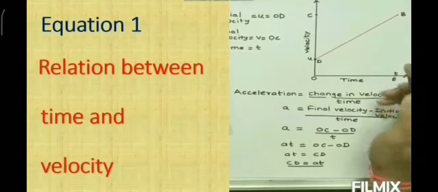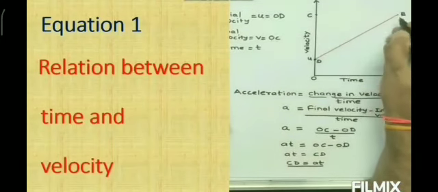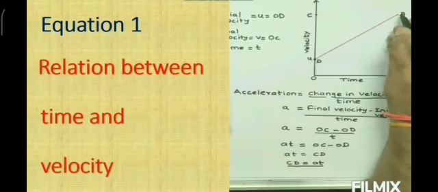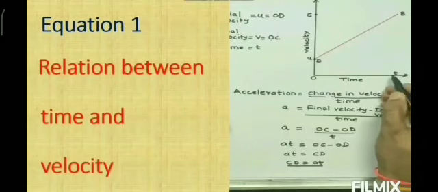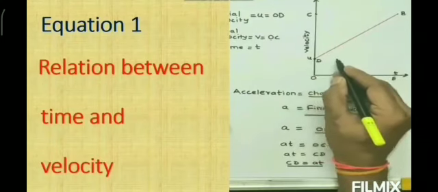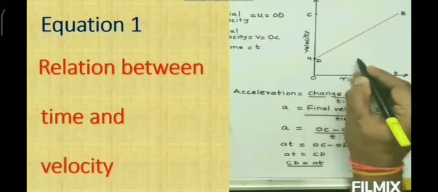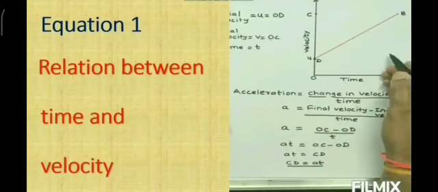Now draw a line parallel to y-axis passing through B. This will cross the x-axis in E point. Draw a line parallel to x-axis passing through D. This will cross the line BE at A.